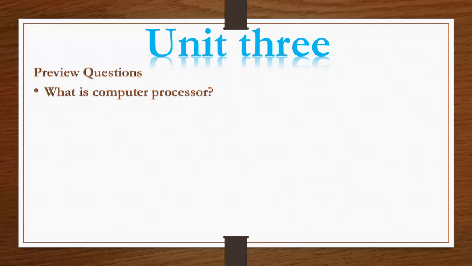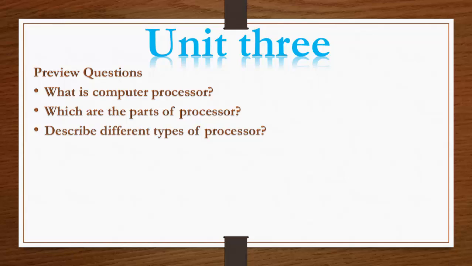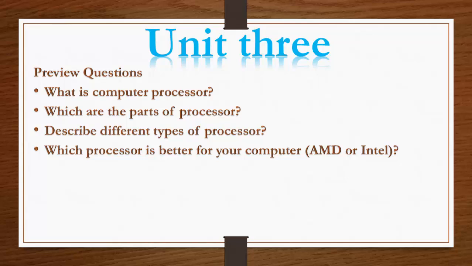The first one, what's a computer processor? Next, which are the parts of a processor? Next one, describe different types of processor. Next, which processor is better for your computer? The next one, what's a cooling system in a computer?